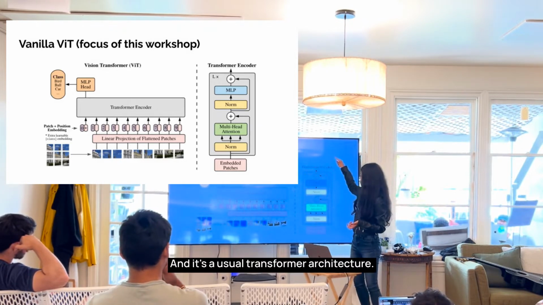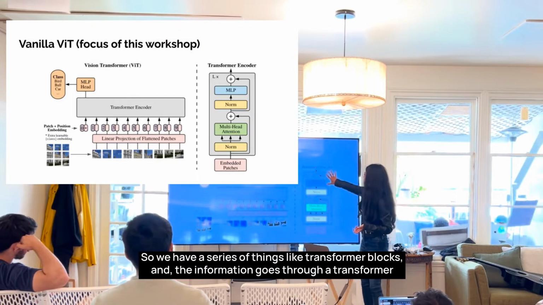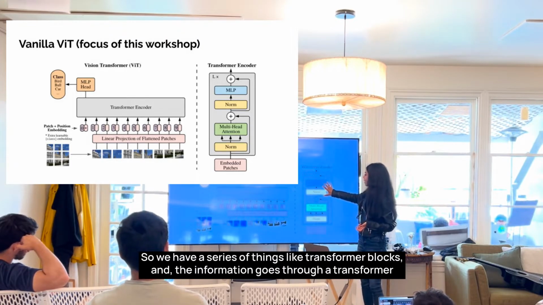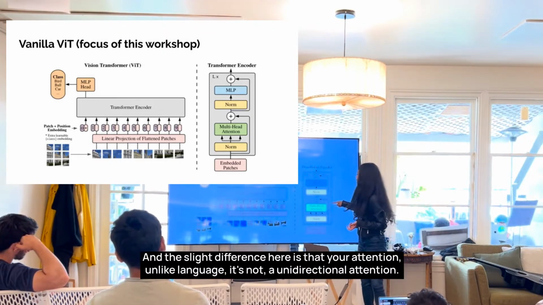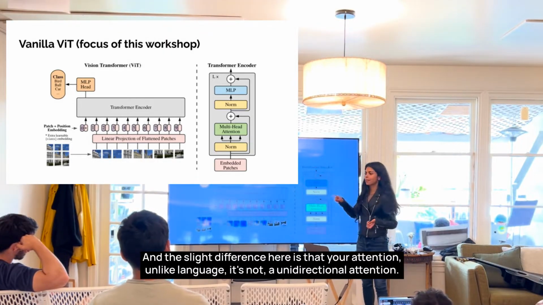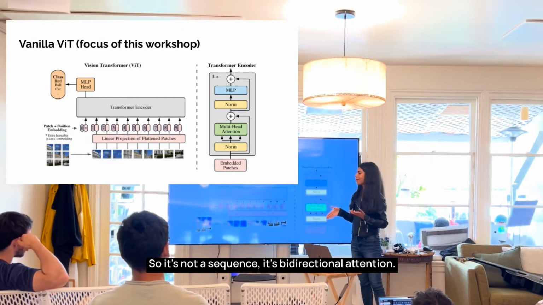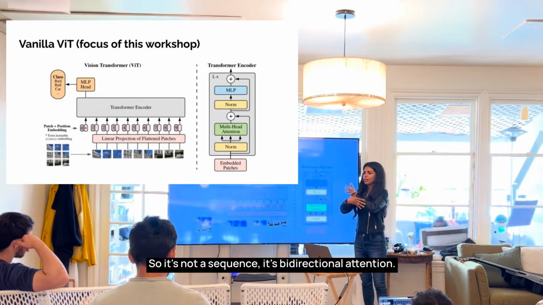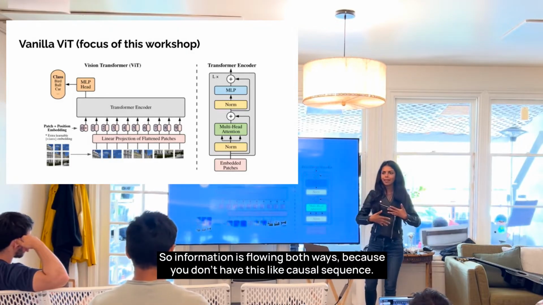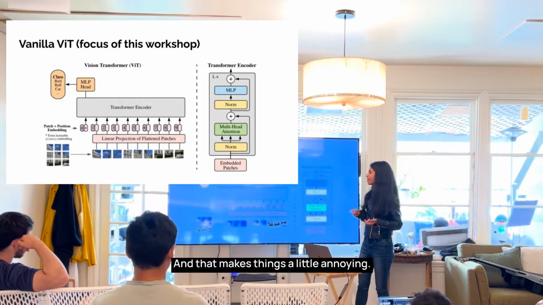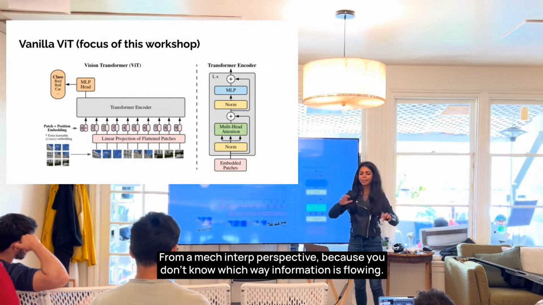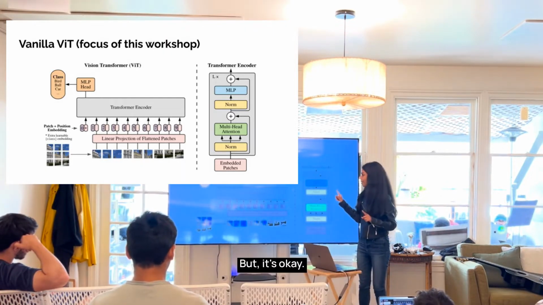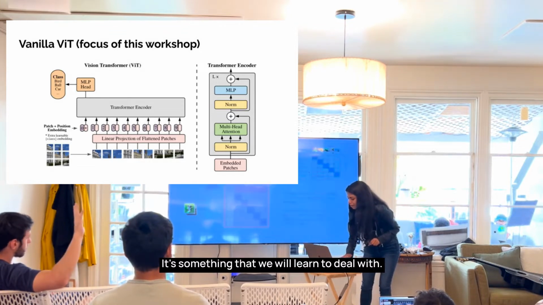And it's a usual transformer architecture. So we have a series of transformer blocks, and the information goes through each transformer block and is added back to the residual stream. The slight difference here is that your attention, unlike language, is not unidirectional because it's not a causal sequence, it's bidirectional attention. So information is flowing both ways. And that makes things a little annoying from a mechanistic perspective because you don't know which way information is flowing, but it's okay. It's something that we will learn to deal with.